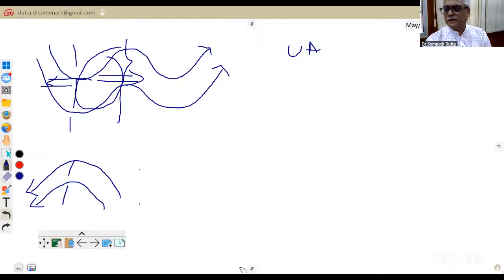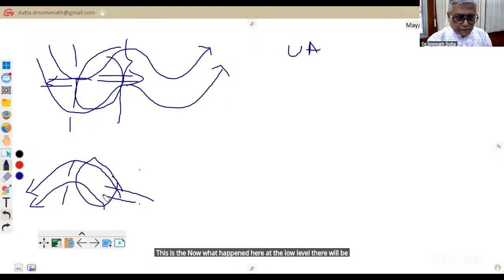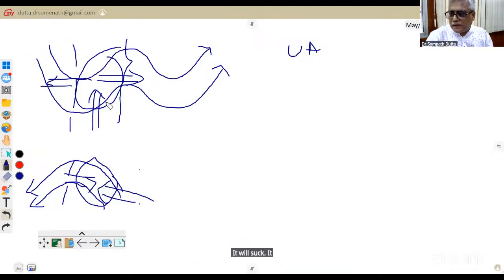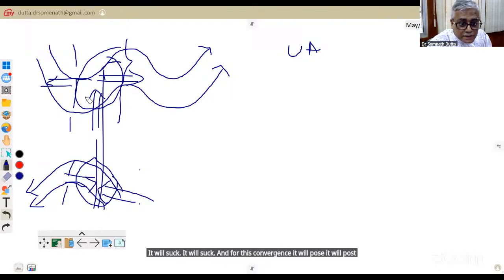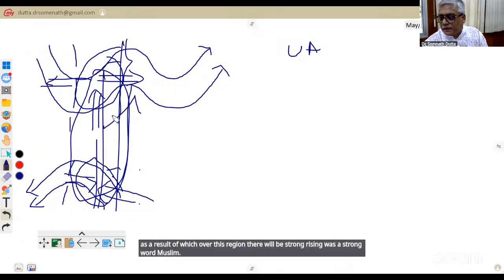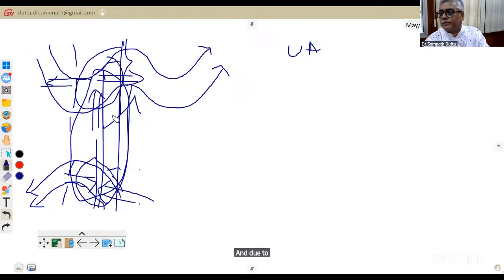This is the trough in the low level. Now what happened here? At the low level, there will be convergence. And here at the upper level, there is your divergence. So for this divergence, it will suck. And for this convergence, it will push. As a result of which, over this region, there will be strong rising motion, strong upward motion. And due to moisture convergence, lot of cloudy weather phenomena. I hope I have been able to.